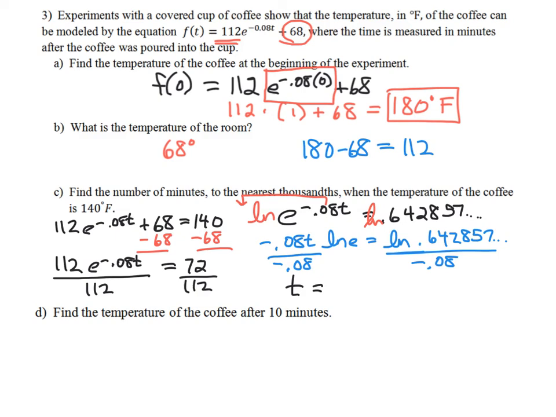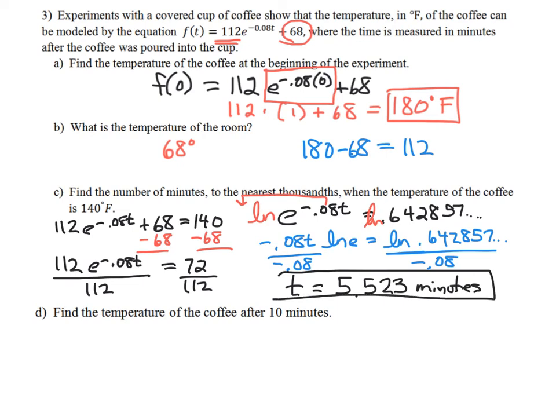Natural log of 0.642857, so I'm hitting natural log and then the variable where I've stored that decimal. Close the parentheses and divide by negative 0.08. We want this to the nearest thousandth, so that's 3 decimal places. I got 5.523 minutes. Now again, notice that it's very, very important that you not round anything until you get to your final answer. So that tells me don't round this decimal right here. Make sure you're using all the decimal places that show up on your calculator.